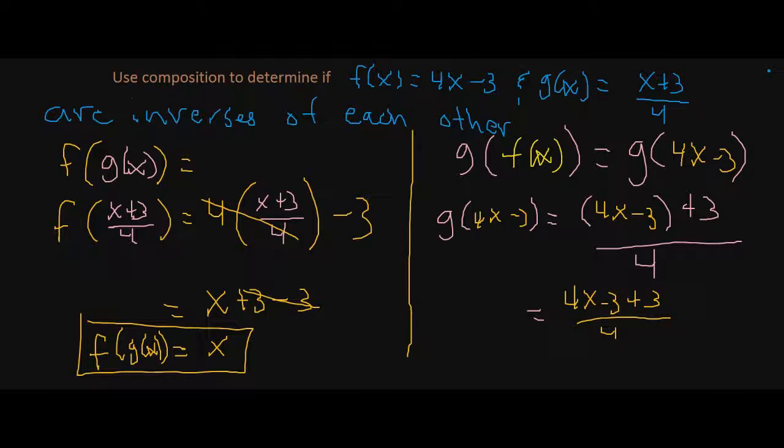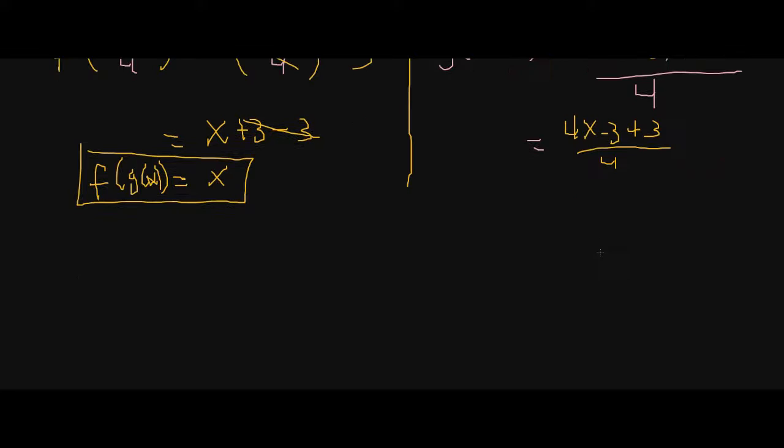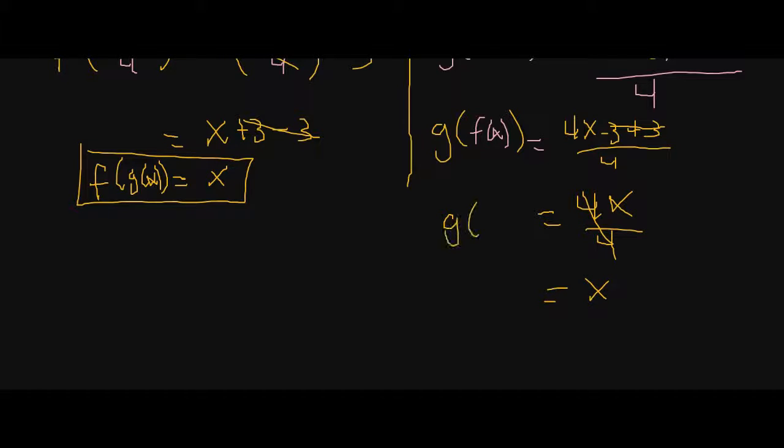I'm going to scroll down a little bit here. What's negative 3 plus 3? That's just 0, so that's gone, and we're going to get 4x divided by 4. What's 4 divided by 4? That's 1, so we get x. And right up here we had g of f of x, that's what we plugged in. I'm just going to write it in: g of f of x.